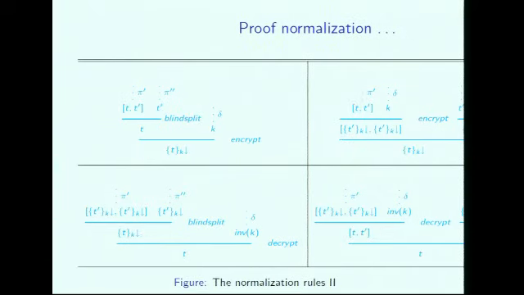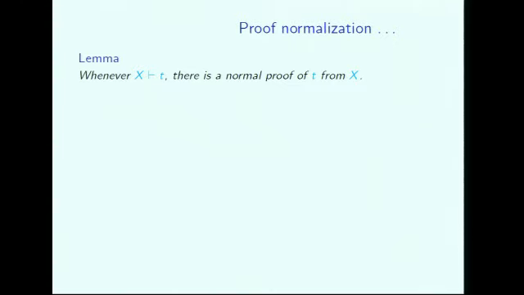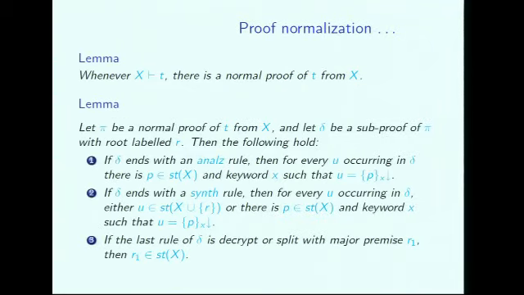And there is a lot more. Let me skip these. And then the key lemma says that with this notion of normalization, whenever there is a proof, there is a normal proof, and then some technical ones, but these are very important because that's what gives you the decision procedure.